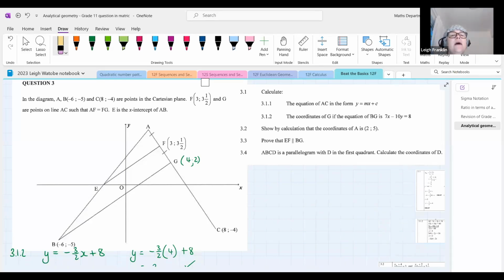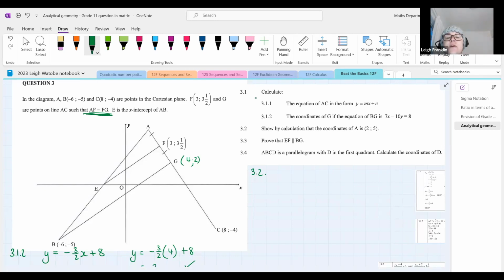Okay, so when it comes to 3.2, yes, Nonjabulo, you may ask why we're using midpoint. Okay, so Nonjabulo, can you see, just look from A to G. Just look at AG. F is the midpoint of AG. It tells you over here, AF equals FG. So we're going to work backwards using the midpoint formula.